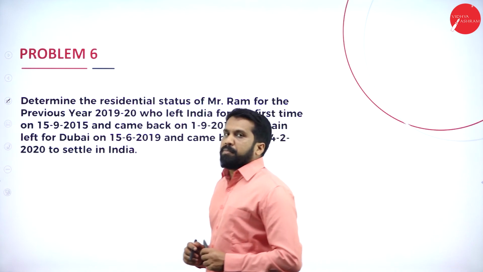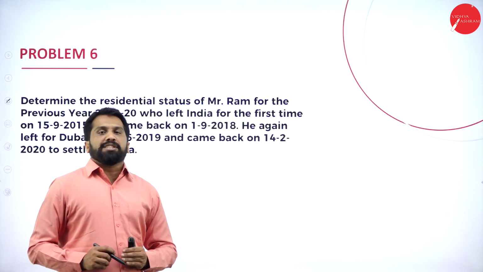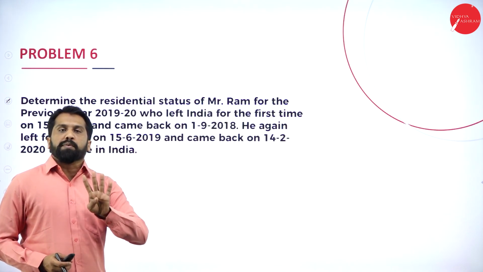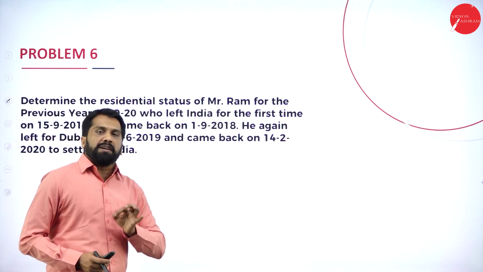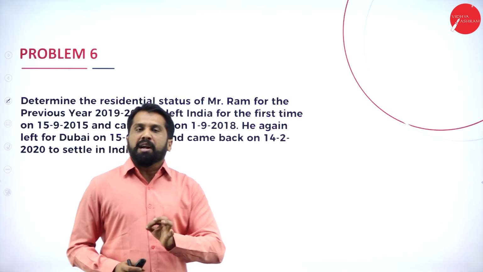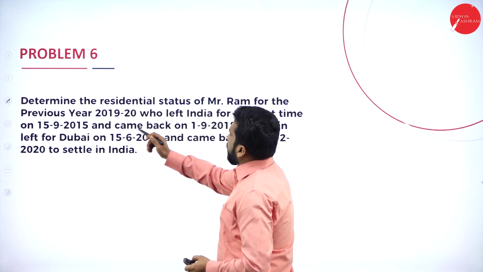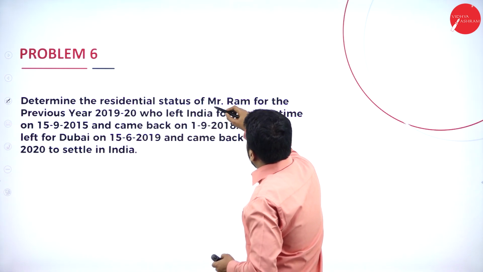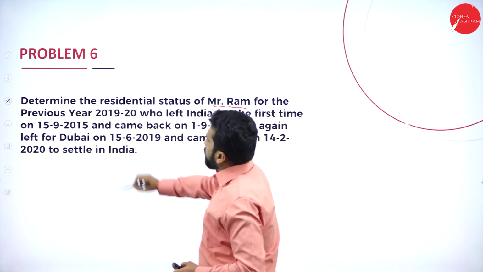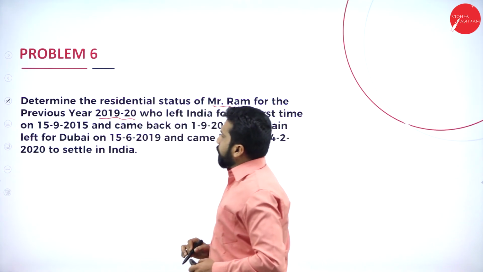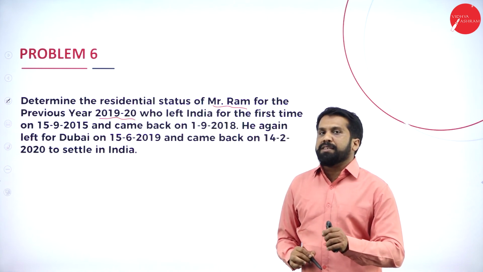So your problem number 6. In the previous session, we completed 4 problems. Now, the 5th one we completed just now. Now we are going for problem number 6. In this, determine the residential status of Mr. Ram for the previous year 19-20. As I told you, your previous year is always what?